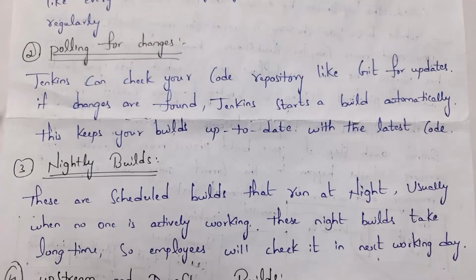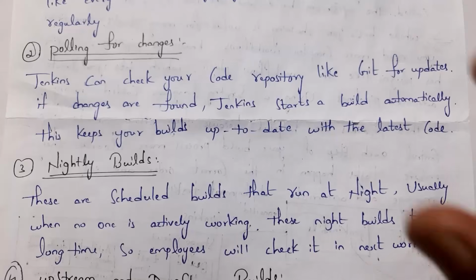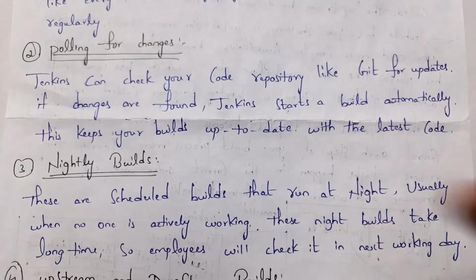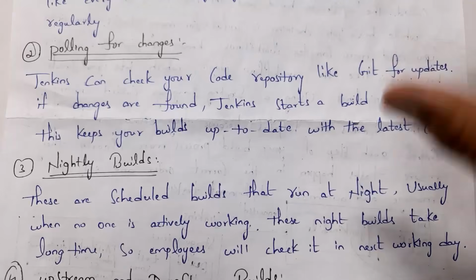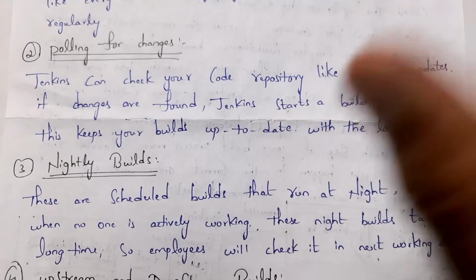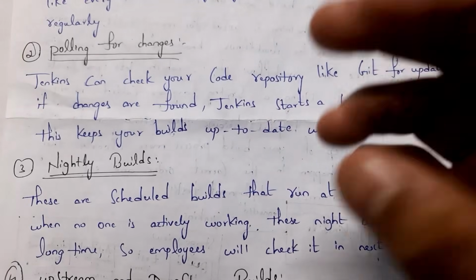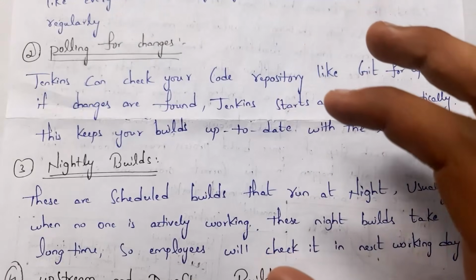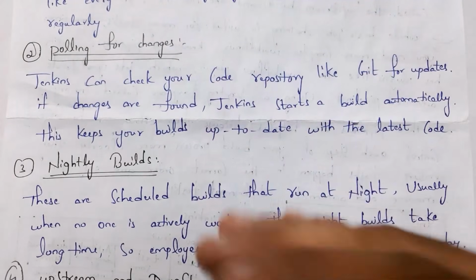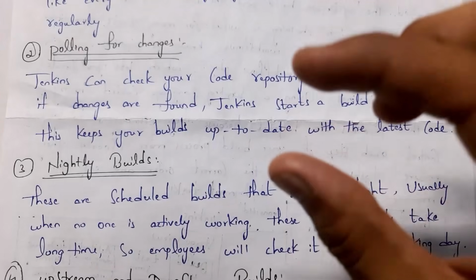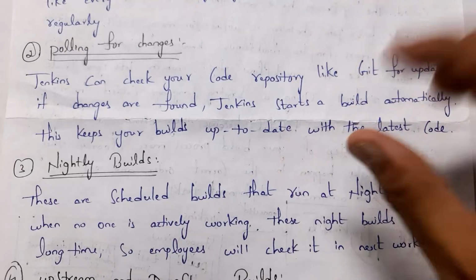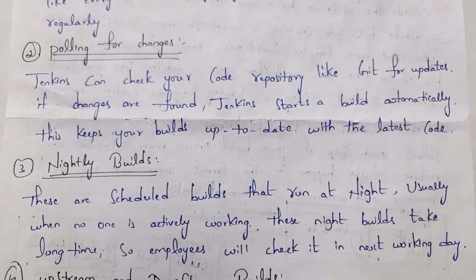Next one is polling for changes. Guys, whenever any developer writes code, at first he will place that code in Git. From Git, he will place that code in GitHub. So whenever a developer places code in GitHub, automatically the Jenkins server will start the build process. For example, another developer modified code in GitHub. So whenever any developer modifies code in GitHub, automatically the Jenkins server will start the build process.